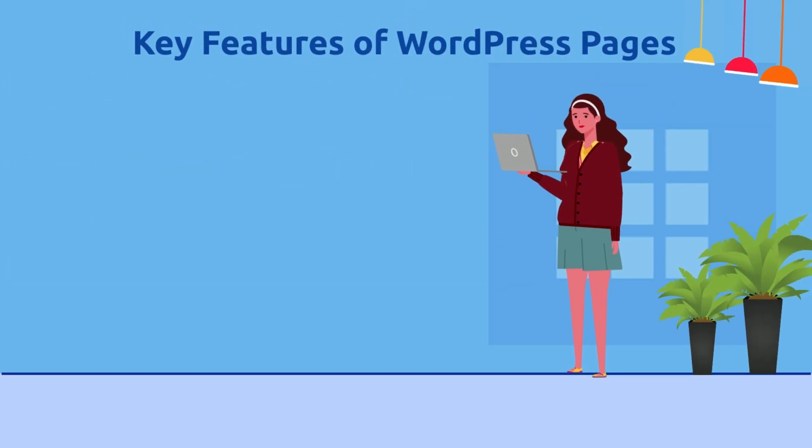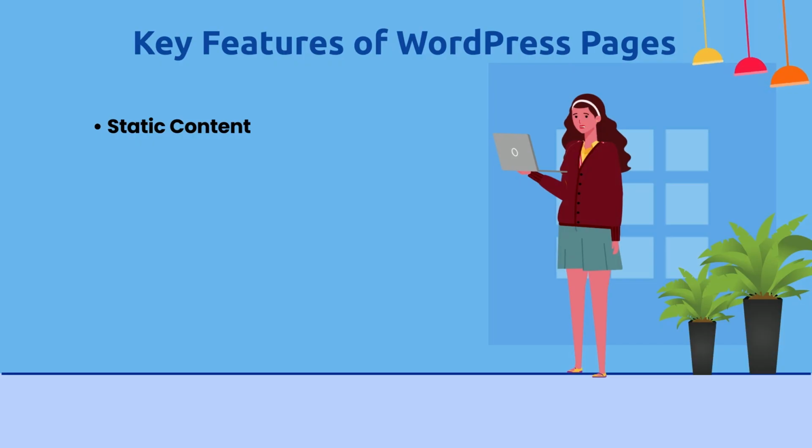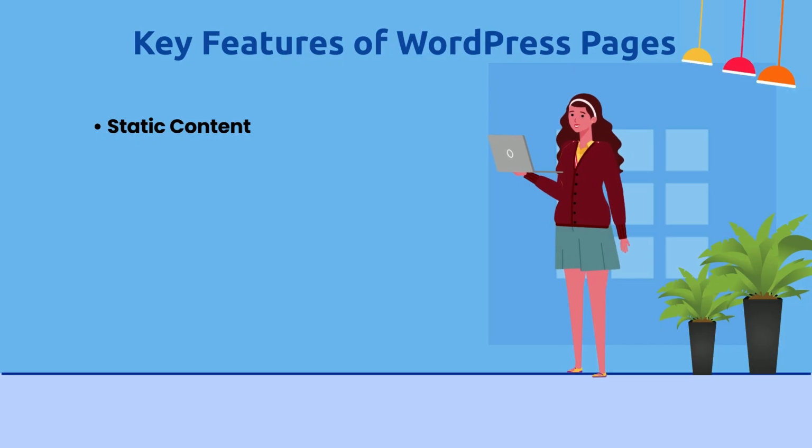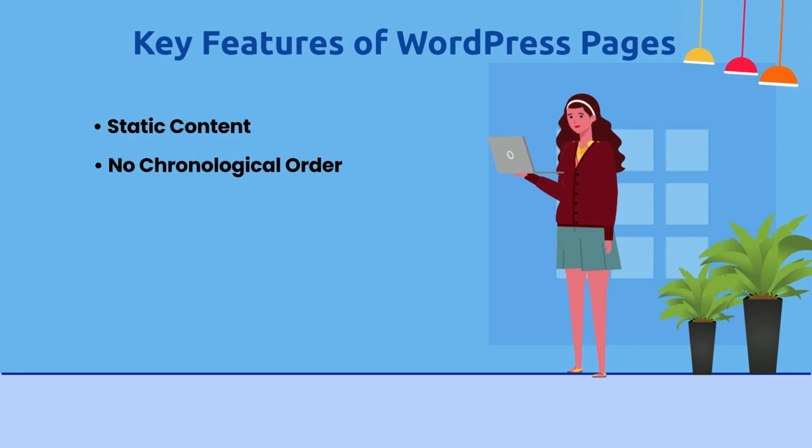Key features of WordPress pages. Static content. Pages are ideal for content that doesn't change often, such as about, contact us, and terms of service. No chronological order. Unlike posts, pages don't appear in reverse chronological order and aren't part of your blog feed.